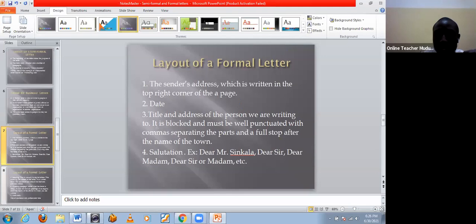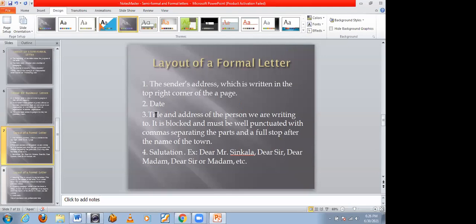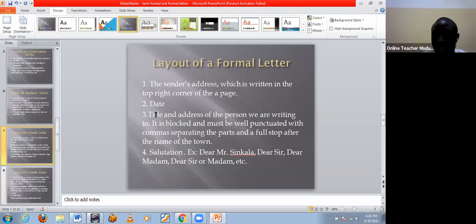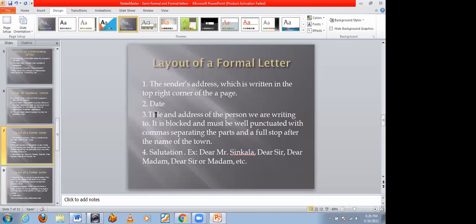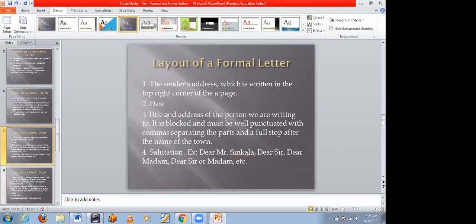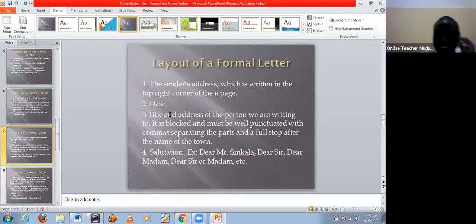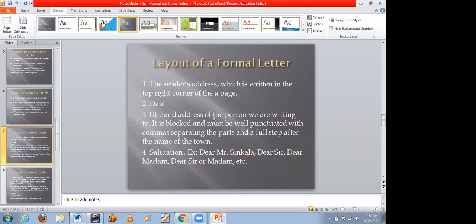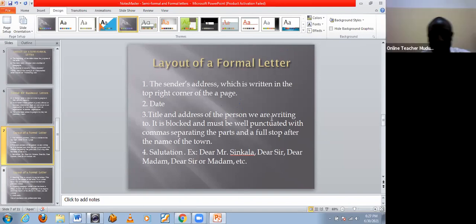So how do you write that address? You begin with the title. Are you writing to the manager? Human resource manager, for example. The inspector general of police. The president. Whom are you writing to? So you write their title on top there. And then Mr. Katete, address as well. Yeah, Mr. Katete. And then the address of the person will follow just thereafter, below the title.